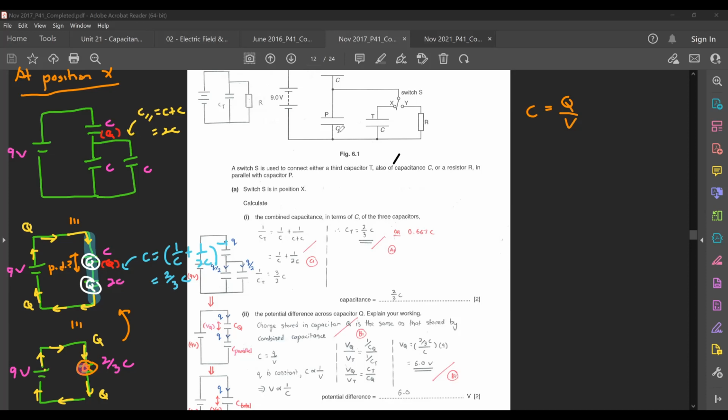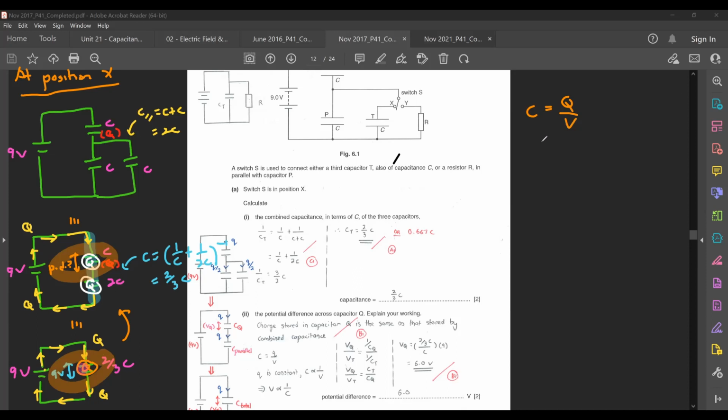This one will have a PD across it of 9 volts. Okay, this one is a PD of 9 volts across this simplified circuit here. Now you want to find out what is the PD across the capacitor Q here. Okay, so what you can probably say here is that there's something common between those two right now, in the sense that they're storing the same charge.